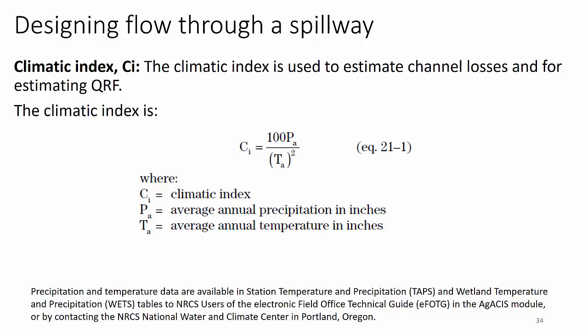Precipitation and temperature data are available, of course. We know where to find those. So we take average annual precipitation over average annual temperature, and we can come up with a climatic index. You can also find these in maps in the appendix of the handbook, because they're fairly standardized by geography.